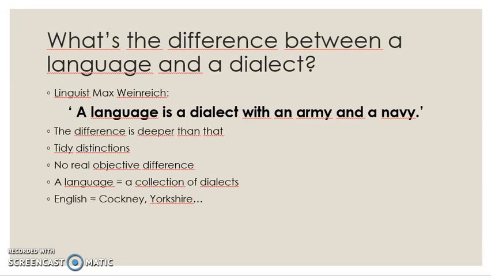They start the text with an old observation made by the linguist Max Weinreich. He once said that a language is a dialect with an army and a navy. But what does this mean? So, well, the difference is a bit deeper than that.